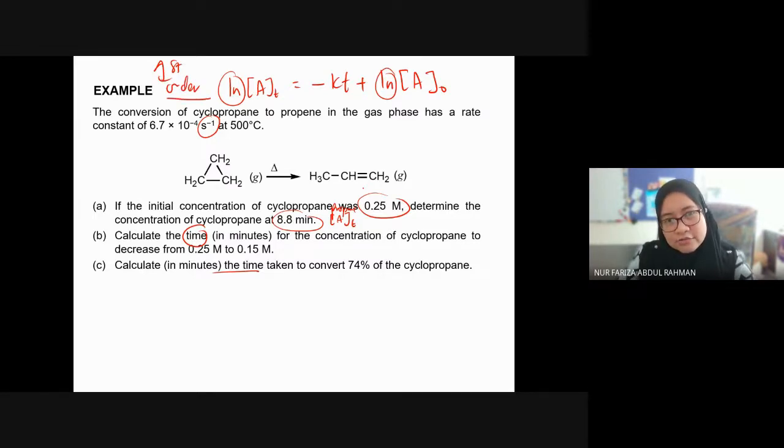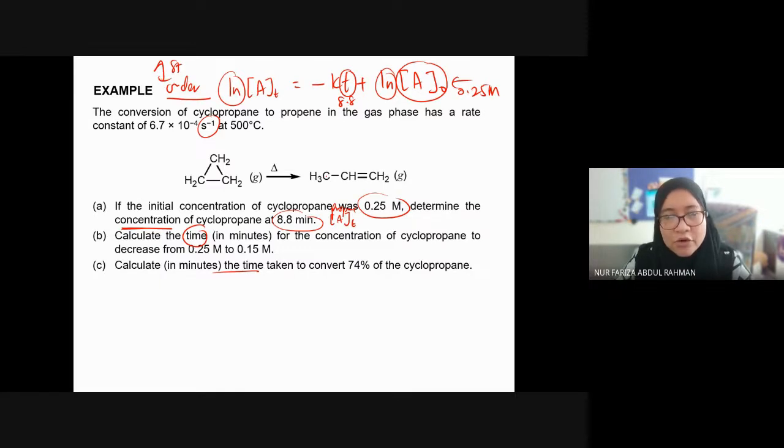Okay, alright. So, if the initial concentration of cyclopropane was 0.25, okay, this is the initial concentration. So we have this value already given. Determine the concentration of cyclopropane at 8.8 minute. Dia kata determine the concentration of cyclopropane at 8.8 minute. That means T will be 8.8 minute. Dia ada kata convert into second ke whatsoever ke?